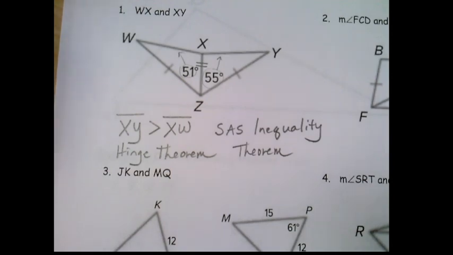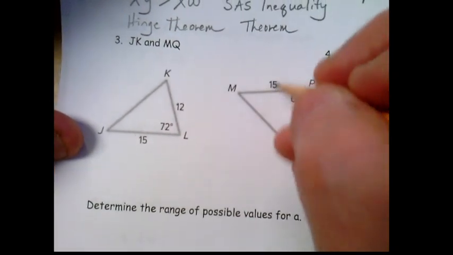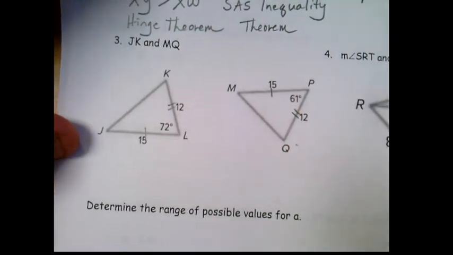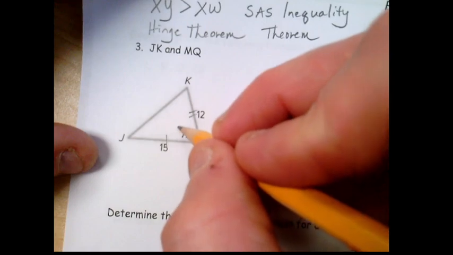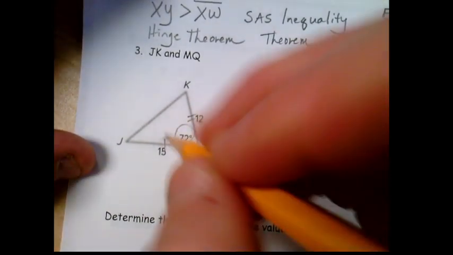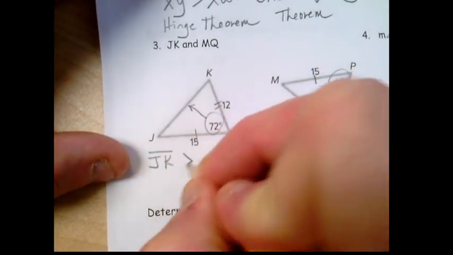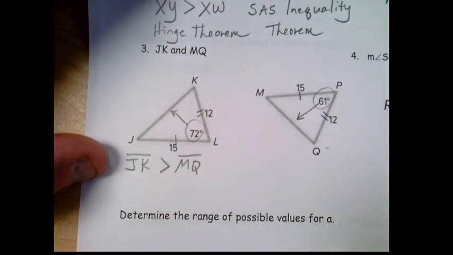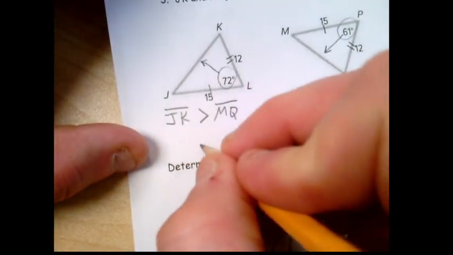Okay, so that would be an example there. So, pretty basic concepts. If I take a look at this one right here, I realize that 15 is equal to 15. That's good. 12 is equal to 12. That's good. Oh, but these included angles aren't congruent, so we don't have side angle side. But since 72 is bigger than 61, that then means that JK is longer than MQ. Okay? And so I can go ahead and, again, use the hinge theorem or side angle side inequality theorem.